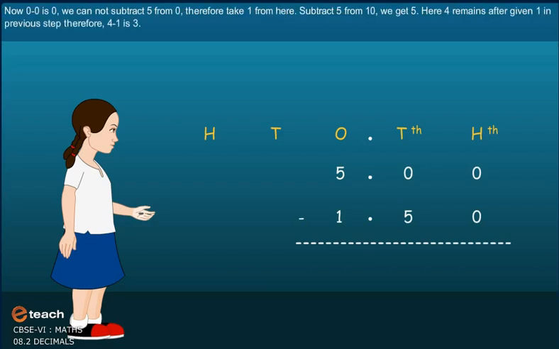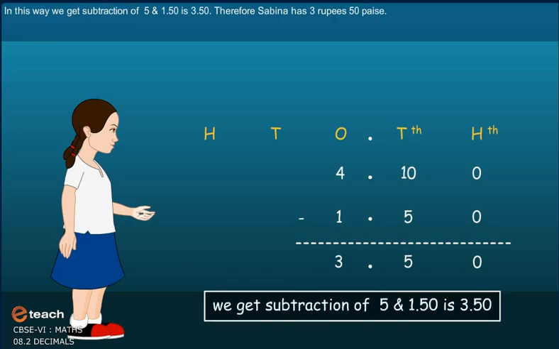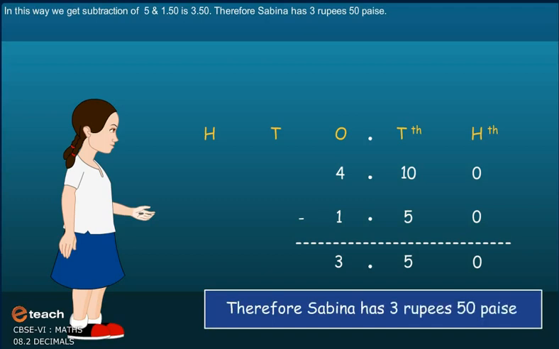Now, 0 minus 0 is 0. We cannot subtract 5 from 0. Therefore, take 1 from here. Subtract 5 from 10. We get 5. Here, 4 remains after giving 1 in the previous step. Therefore, 4 minus 1 is 3. In this way, we get the subtraction of 5 and 1.50 is 3.50. Therefore, Sabina has 3 rupees 50 paise.